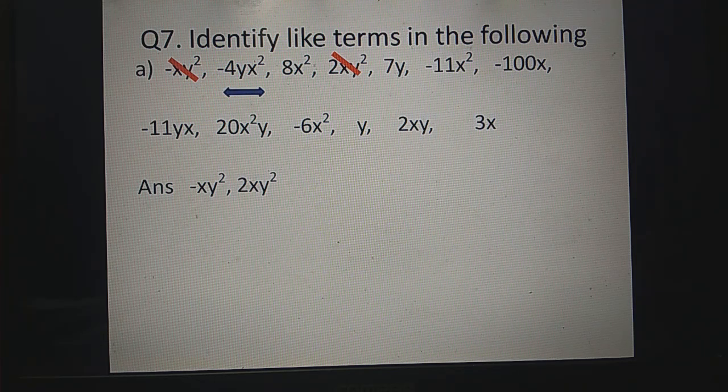Now it's minus 4yx square. Now you will look for the term which is having 2x and 1y. Yes, here it is. So these two terms are like. Now again cut it from the main list and write it in the answer list in the next line.